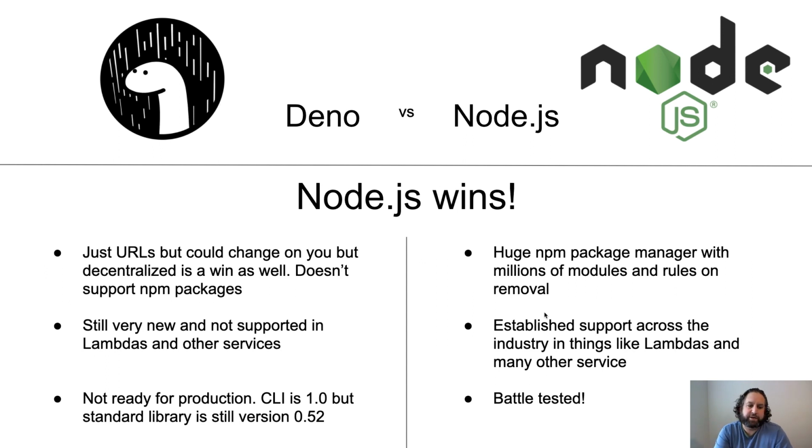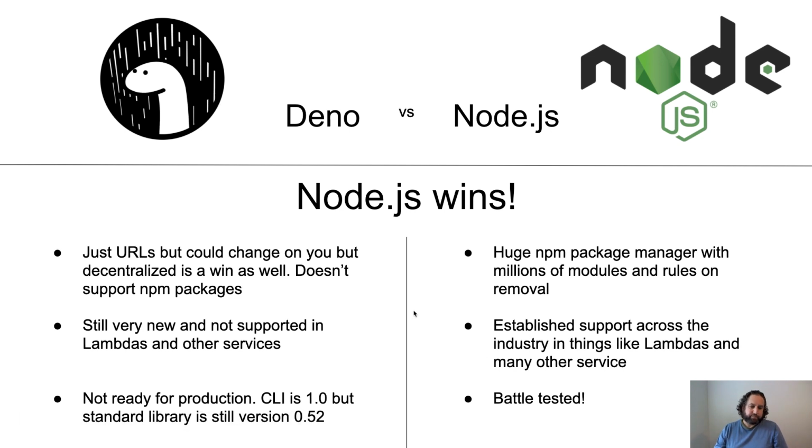I think where Node really wins here is, Deno has just URLs, like I said, for loading in packages. Maybe it's nice because it works very much like the web does, with decentralized. But currently it does not support NPM packages, so that's a huge amount, millions of packages, that don't work inside of Deno. This being because most Node packages use CommonJS, so it cannot load those, is probably the big blocker. Deno is still very new, not really supported in things like Lambdas and other services. So Node has a big win here because it's been around for 10 years.